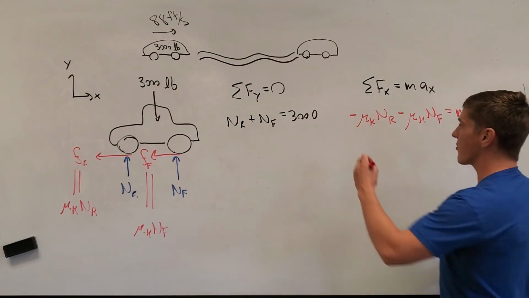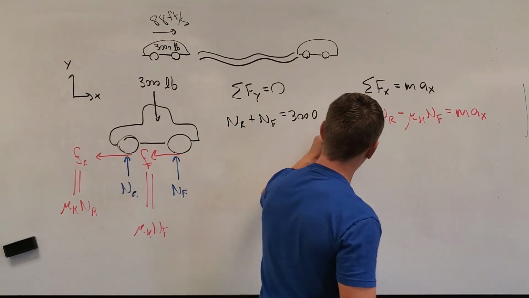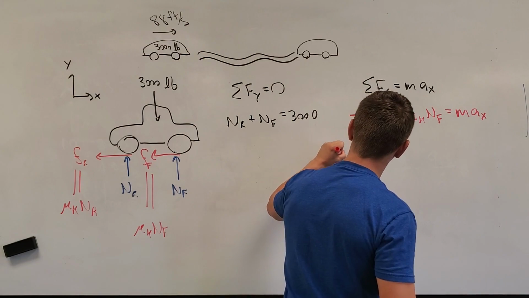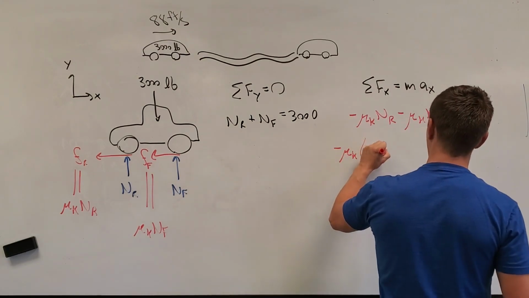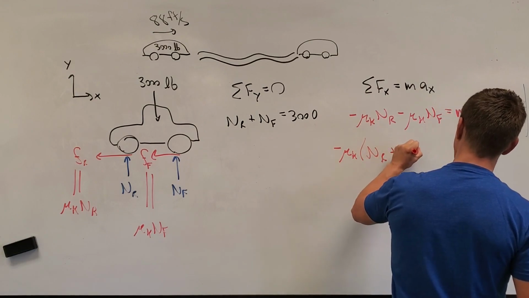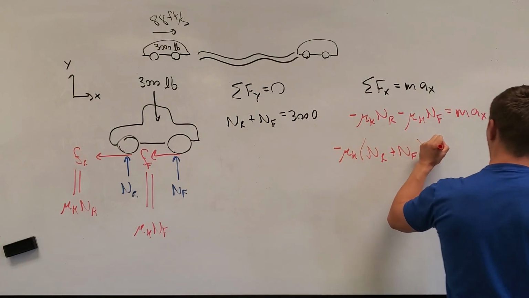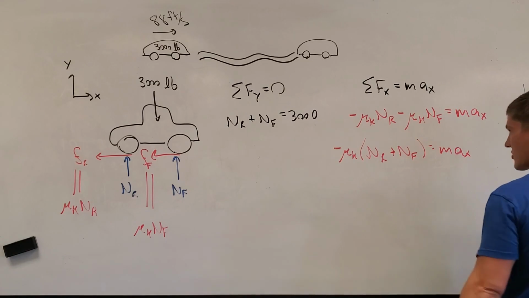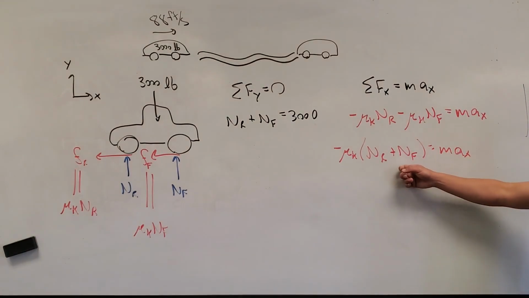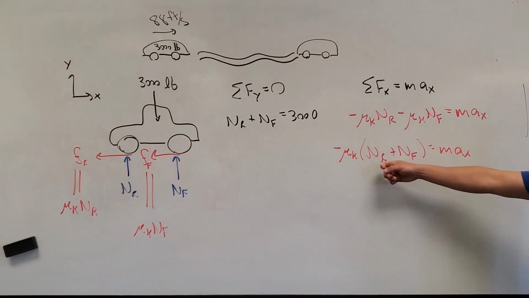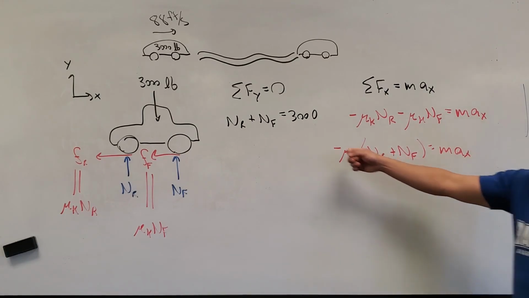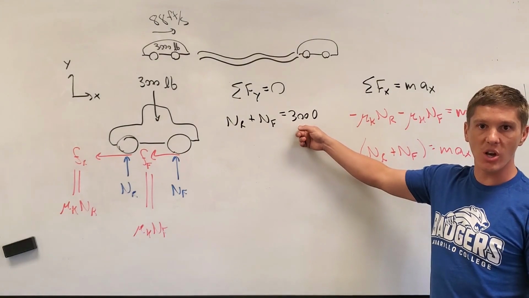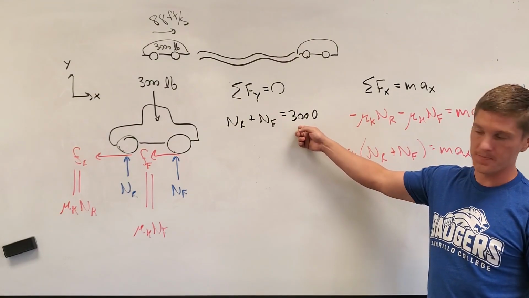So if I go ahead and factor out this coefficient of kinetic friction, I end up with a normal force from the rear plus a normal force from the front. It's going to be equal to our mass times our acceleration in the x direction. And here we can say that our normal force from the rear and our normal force from the front is the same as what we solved for in our summation of our forces in the y direction.